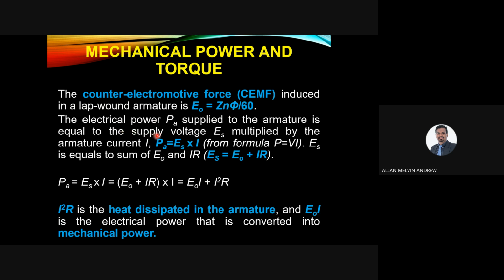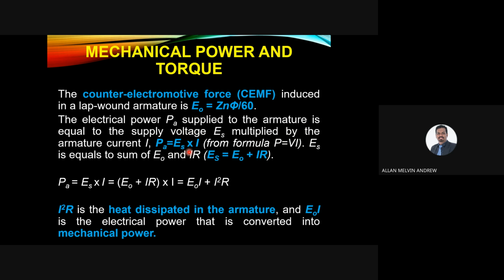The electrical power PA supplied to the armature is equal to the supply voltage ES multiplied by the armature current. So PA equals ES times I. This is from the formula P equals VI. Power is very important, so I remember it as this: P equals VI. Okay, so we can see here we can get a similar formula.